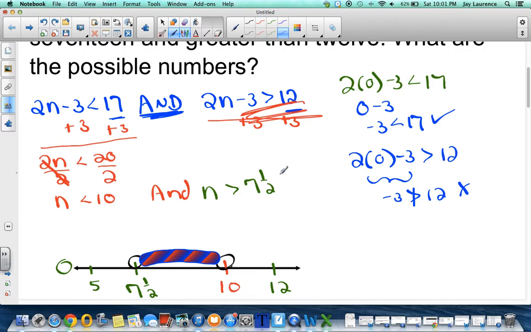That won't work. I need only the numbers that give me a true statement for both parts of the inequality. Why? Because it's an and. Have I said that enough? Now, you see how this and looks?